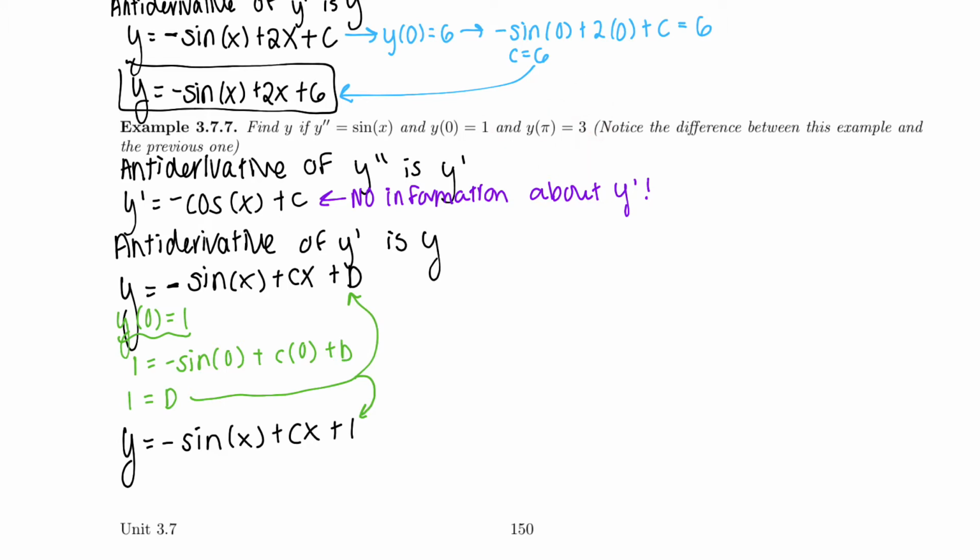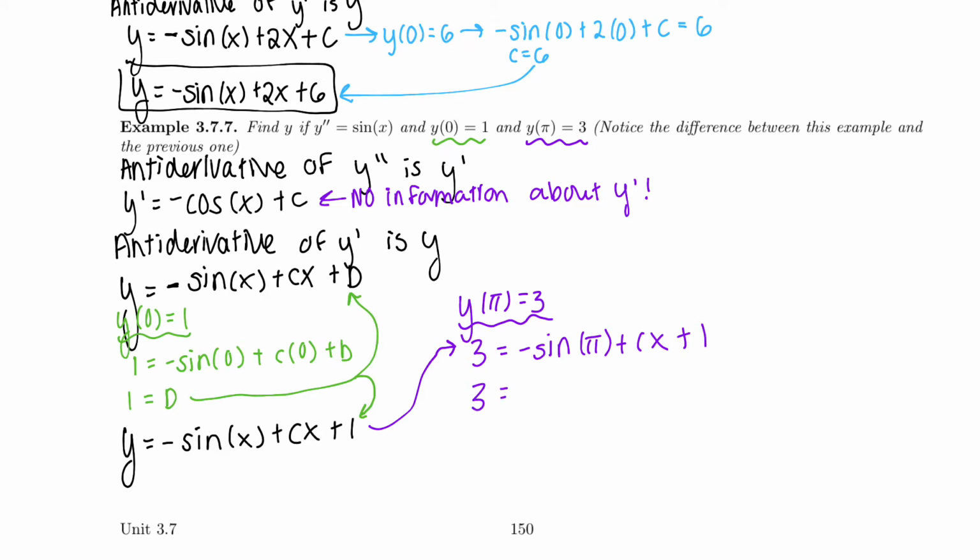The next bit of information we have is this, and let me underline this right here. The next bit of information we have is y of pi is equal to 3. Right? So 3 is equal to negative, and we're using this function right down here. 3 is equal to negative sine of pi plus cx plus 1. Right? Negative sine of pi is going to be 0.